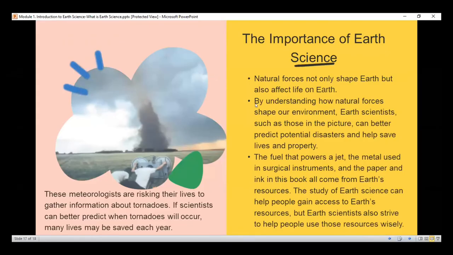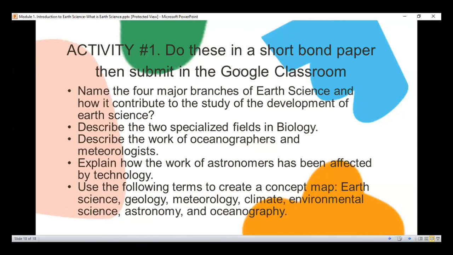Do you have any concerns, class? Because I think I have come to my last slide talking about the importance of earth science. So for your activity, I have here part of your worksheet, activity number one. You're going to do this on a short bond paper, then submit it in the Google Classroom. I will be creating an assignment, a coursework, in our Google Classroom. This is connected to what we have discussed previously.